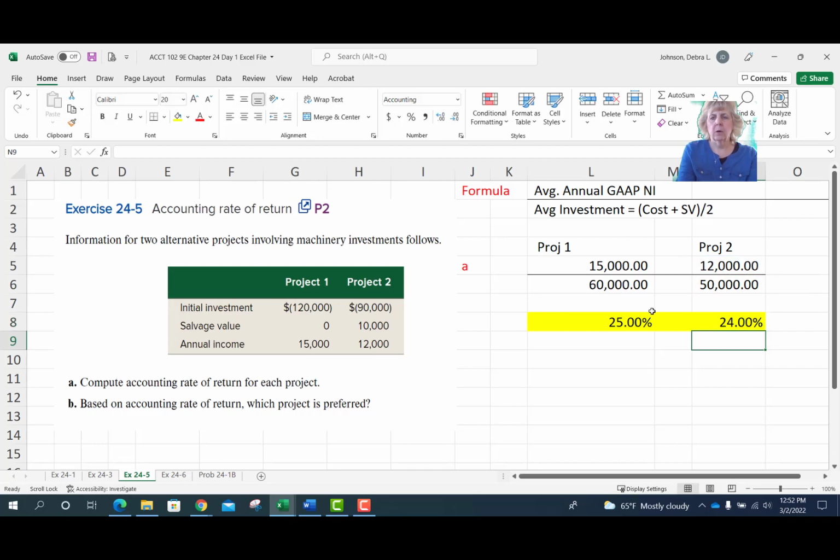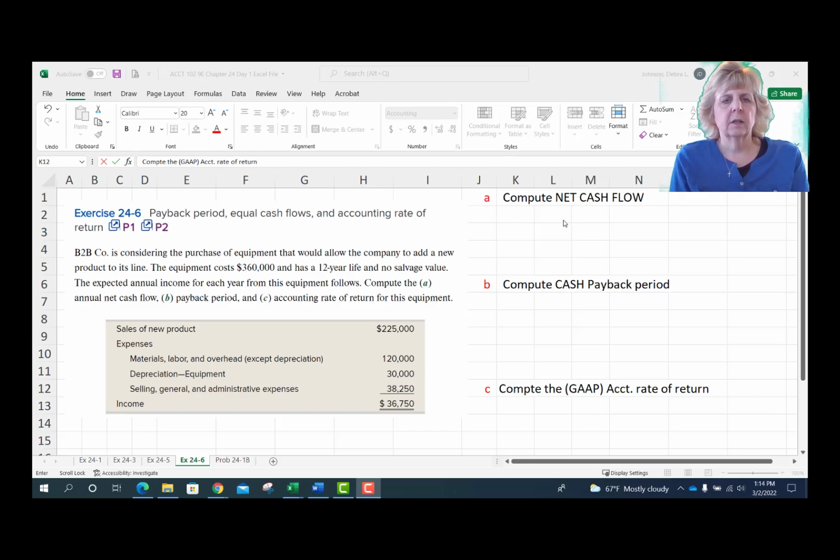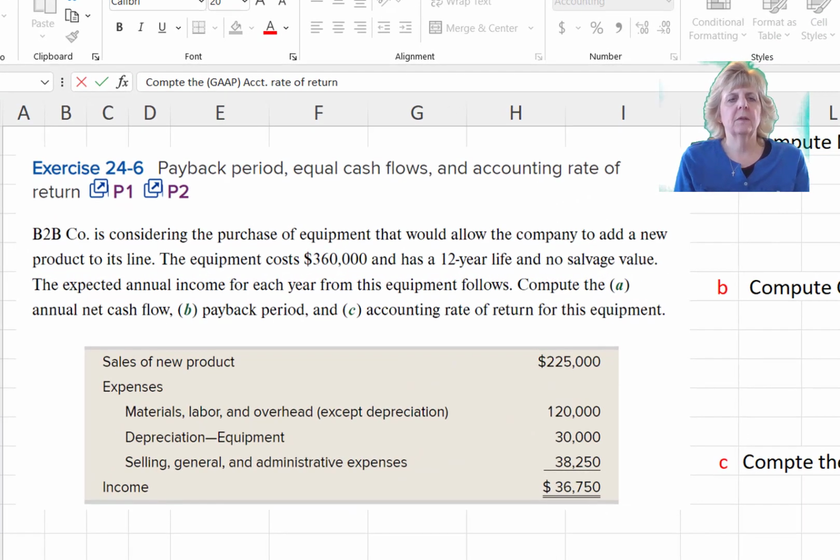And on the second one, we will get 24%. So if we were only able to select one project, we would select project 1 because it has the higher rate of return. This exercise is going to pull the first 2 methods together.